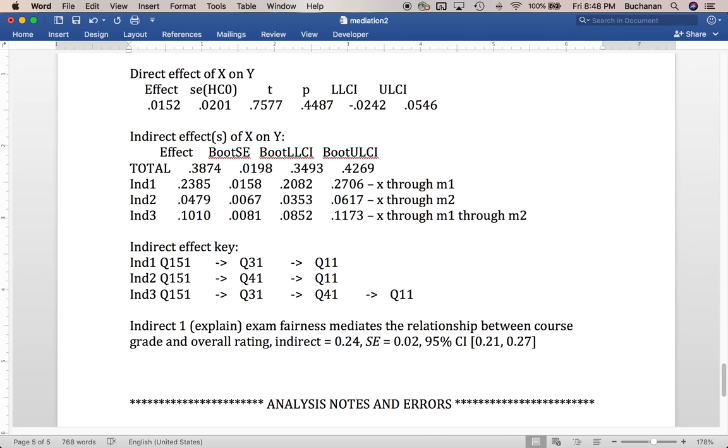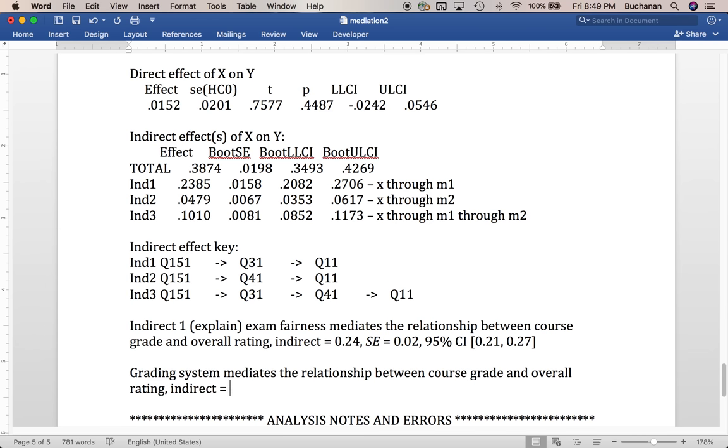And then the next one down is overall grading system. So the grading system mediates the relationship between course grade and overall rating. We would say our indirect is 0.05, so this is a smaller effect, but still there. Our standard error is basically 0.01. The 95% confidence interval is 0.04 to 0.06. And you can always use more decimals too, it's just kind of standard.